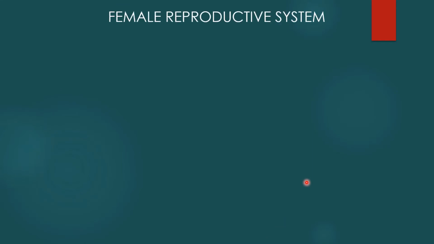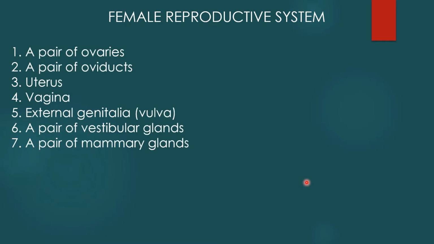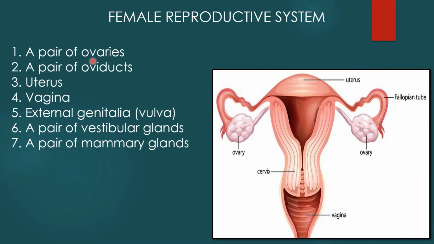Today we are going to start with the female reproductive system, as we already completed the male reproductive system. The female reproductive system consists of a pair of ovaries, these are the ovaries, a pair of oviducts, this is the oviduct, that is the fallopian tube, uterus, vagina, external genitalia, that is vulva, a pair of vestibular glands and a pair of mammary glands. The first four you can see clearly in this diagram, whereas the rest three we need to deal with the anatomy of the structure.